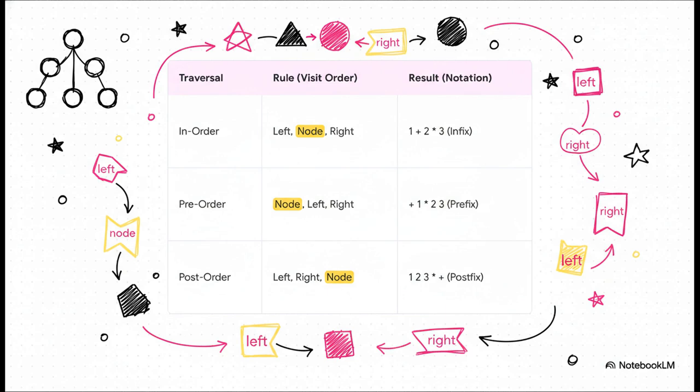So here's the big takeaway. Check this out. From one single, perfectly structured tree, we just generated 3 completely different ways of writing the same thing, just by changing the order we visit the nodes. I mean, how cool is that? It just shows how a simple little hierarchy can create so much power and utility.